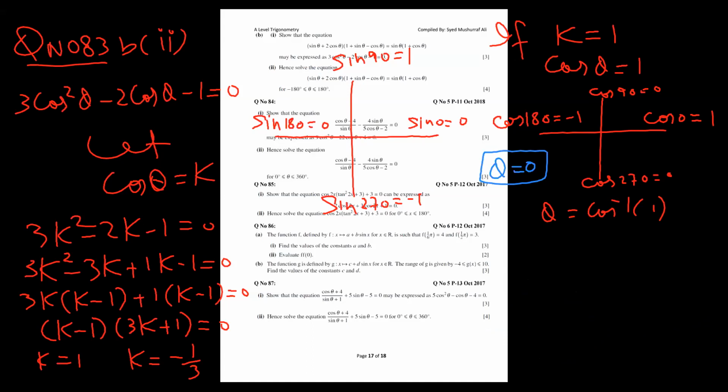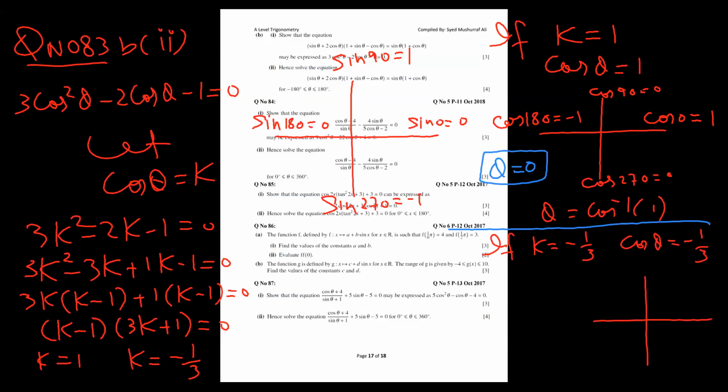And now I'm going to do part number 2. And part number 2 is what? When k is -1 by 3. Here the interesting part is coming. So if the k value is -1 by 3, it means cos theta is equal to -1 by 3. I will make a cross.